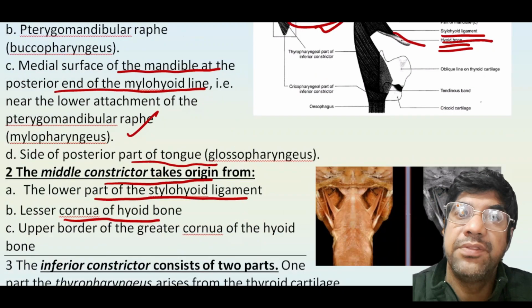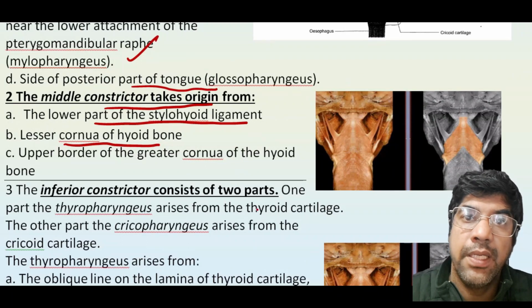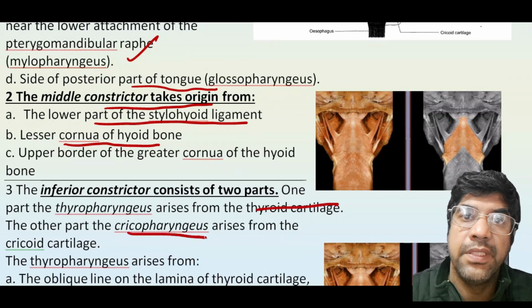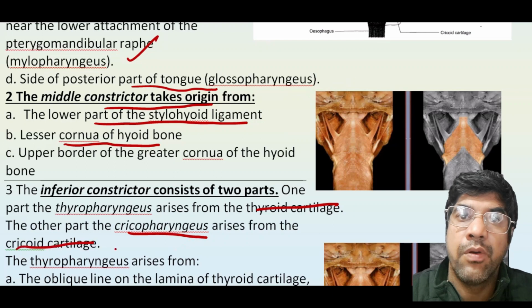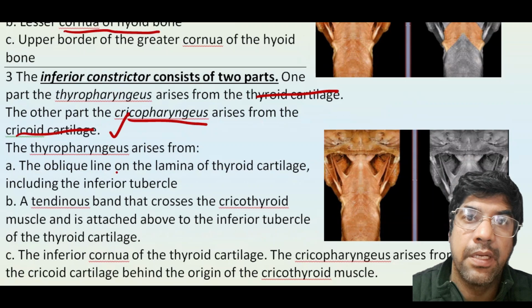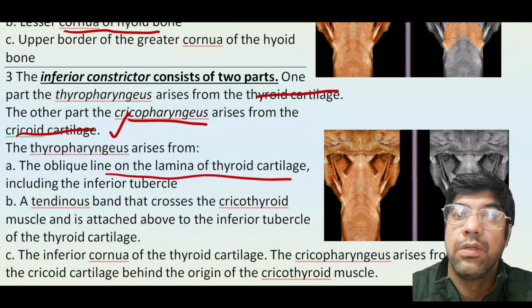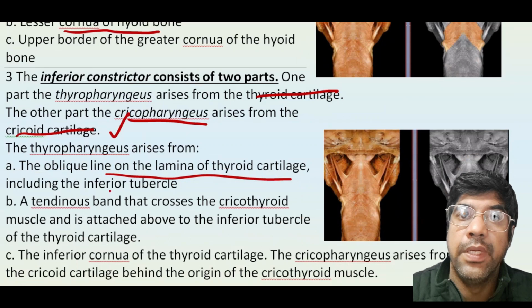The inferior constrictor consists of two parts. One part, the thyropharyngeus, arises from the thyroid cartilage, and the cricopharyngeus arises from the cricoid cartilage. So remember, the thyropharyngeus arises from the oblique line on the lamina of the thyroid cartilage, including the inferior tubercle.